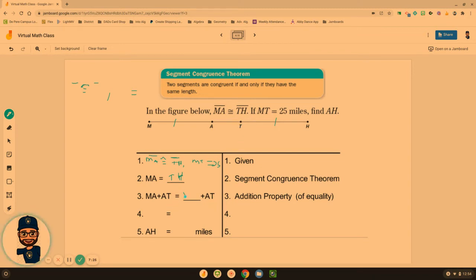equals TH, right? I can substitute MA plus TH. I'm adding the same thing to each side. Well, MA plus AT is really MT up in that diagram. TH, so that segment TH plus AT is really AH.